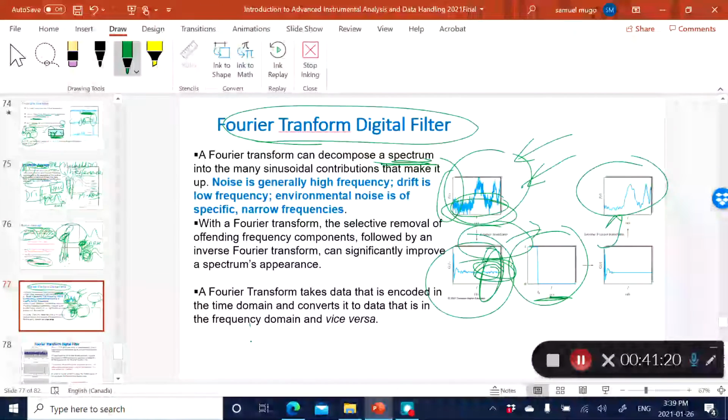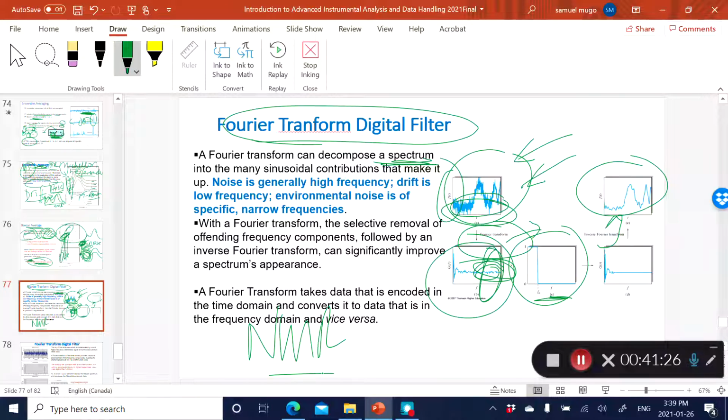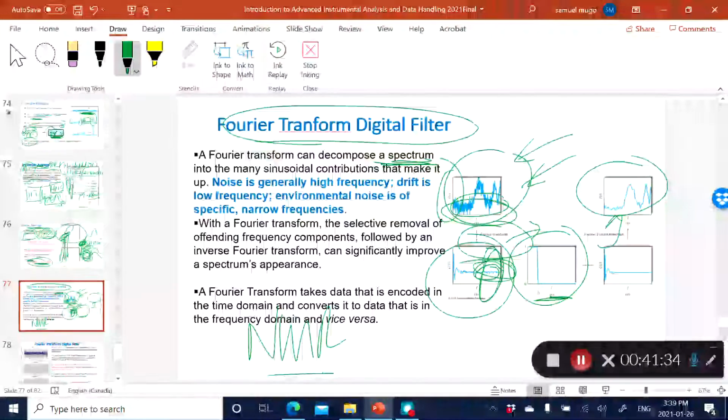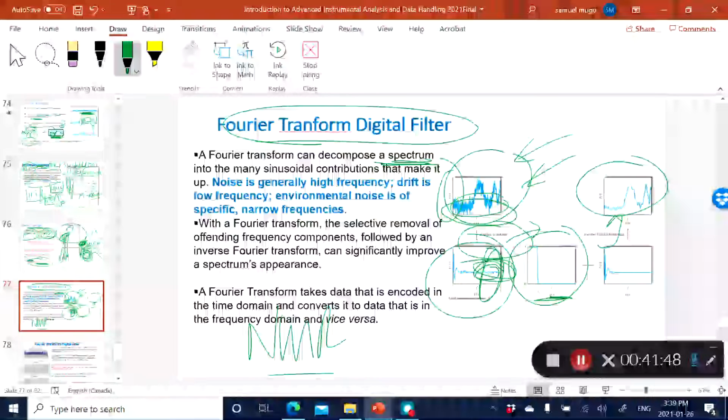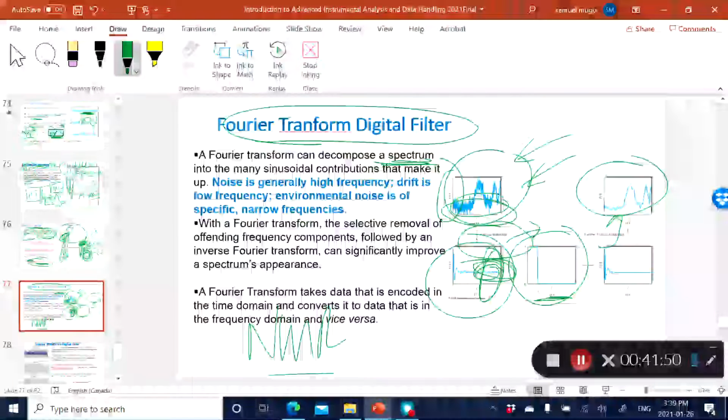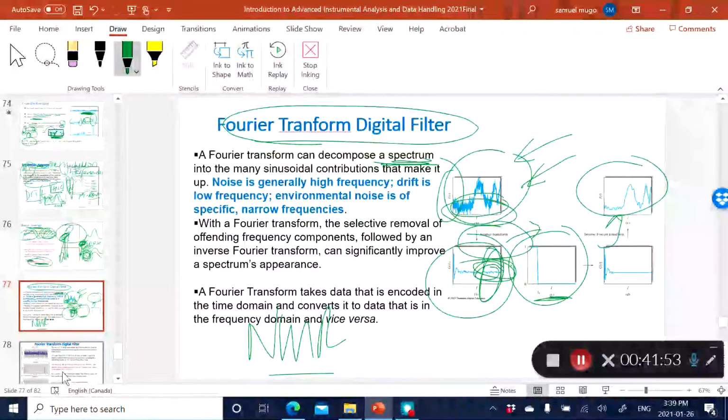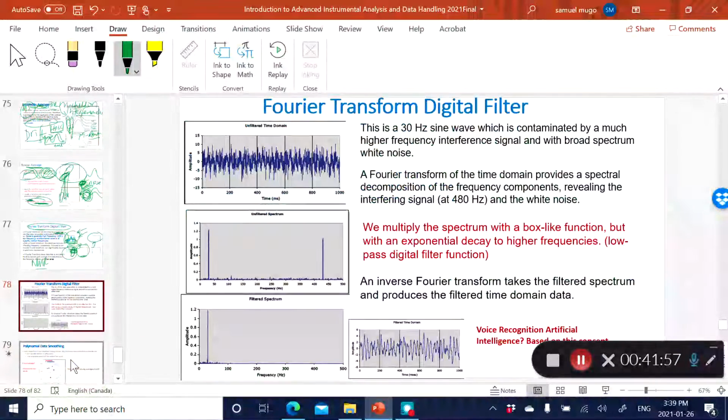This is very common with NMR, nuclear magnetic resonance, where you convert the time domain spectra to a frequency domain spectra. You remove the high frequency noise, again by multiplying it with a mathematical function with an exponential decay. And then after that, you convert it back, using an inverse Fourier transform function, to the time domain spectrum. And that's what I've just explained.